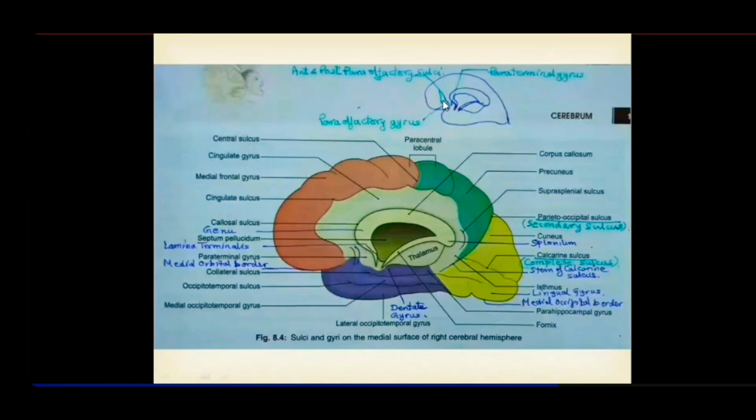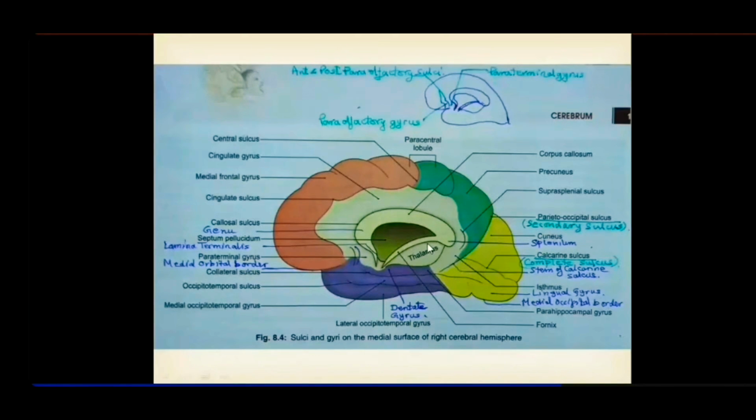And anterior to that, there will be two small sulci. These will be the anterior and posterior paraolfactory sulci, and they divide off this gyrus that's called the paraolfactory gyrus.